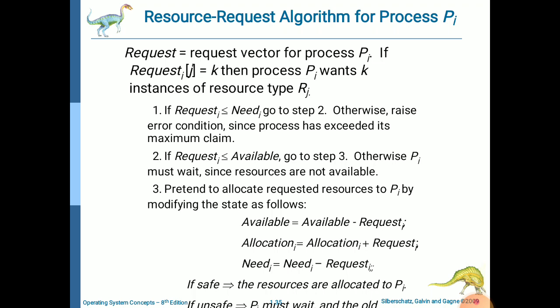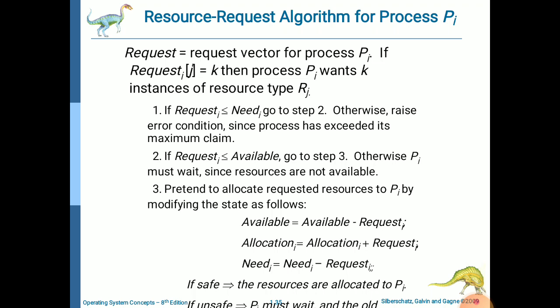If both are satisfied, then step 3 says to pretend to allocate the requested resources to Pi by modifying the state as follows. Available should be equal to Available minus Request i. Then allocation should be increased: Allocation i equals Allocation i plus Request i. Need must be decreased: Need i equals Need i minus Request i. So now Available, Allocation and Need are modified.